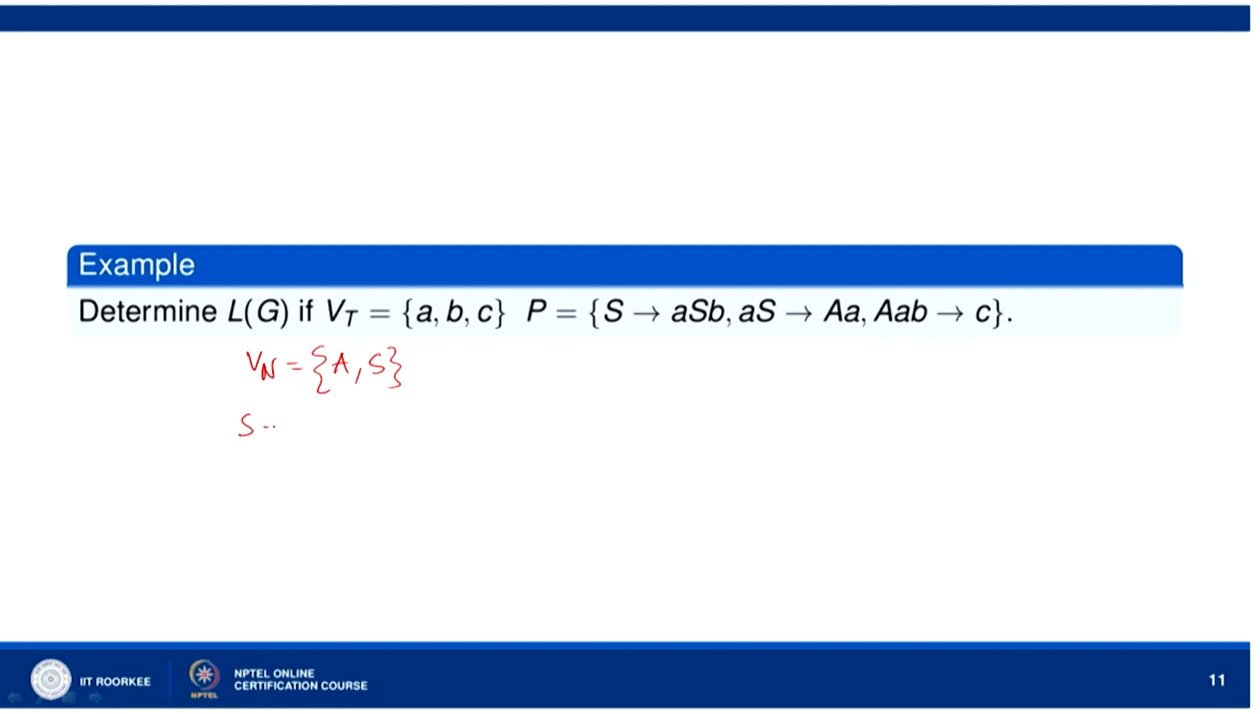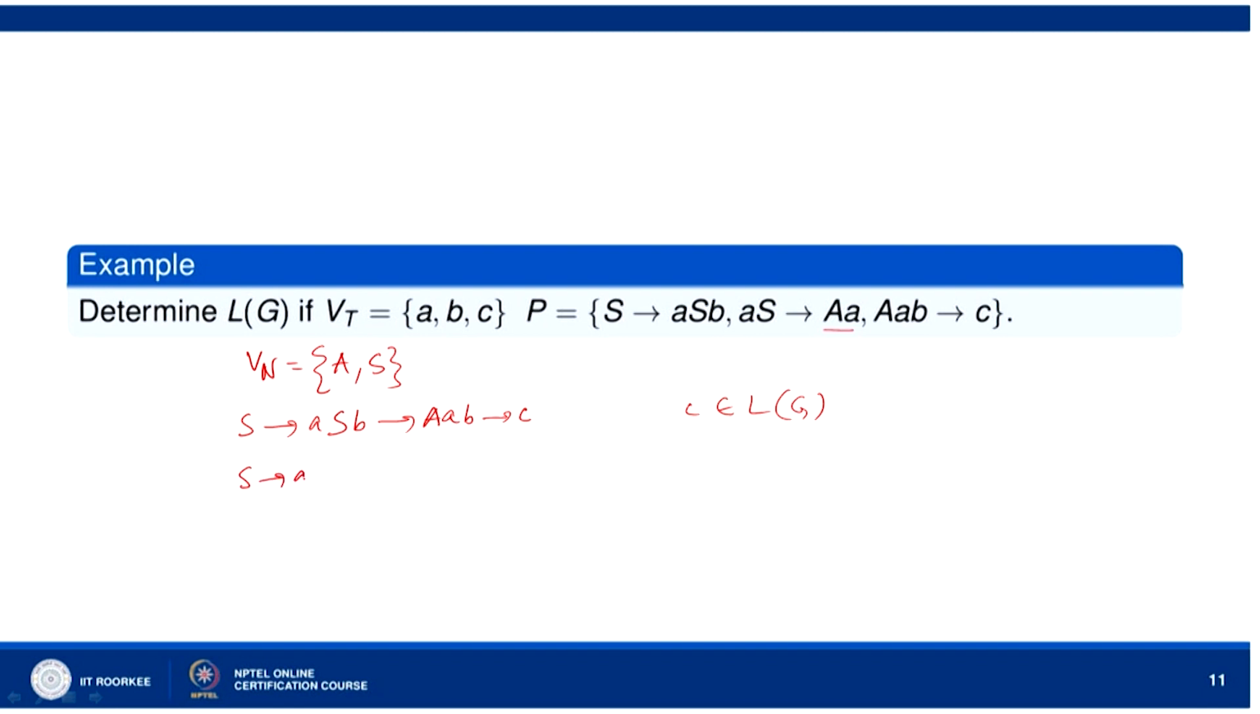So, S goes to a S b. Now, a S goes to a, so we have a a b. Now, what can we do? One thing could be that a a b directly goes to c. So, c is an element of L(G). Here we can also do one thing: instead of replacing a S with a, I could have done S goes to a S b and then again use the production rule for S, S goes to a S b.